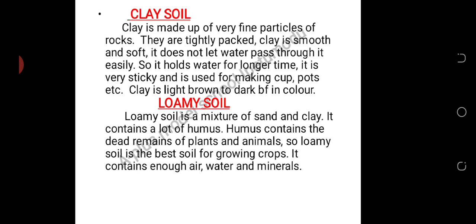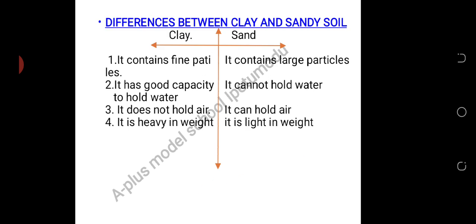Loamy soil. Loamy soil is a mixture of sand and clay. That is, the combination of sand and clay. It contains a lot of humus, and humus contains the dead remains of plants and animals. So loamy soil is the best soil for growing crops. Our crops can easily germinate. They can easily grow well on loamy soil. It contains enough air, water, and minerals.